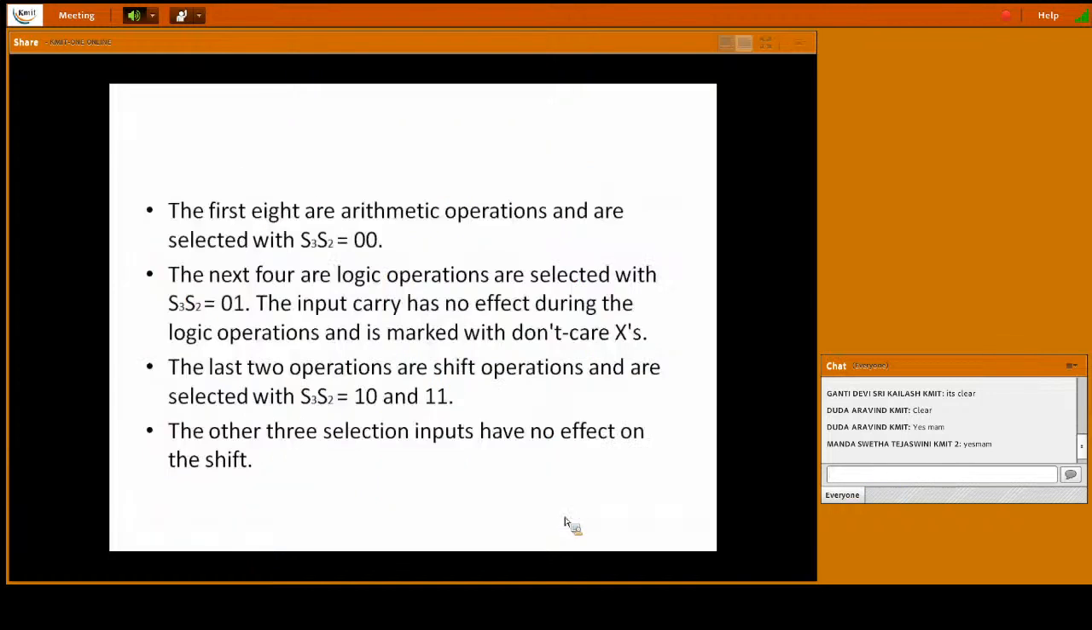So with this, the second part of your first unit is completed. There is one more part, which is instruction formats. With the third part, your first unit will be completed.